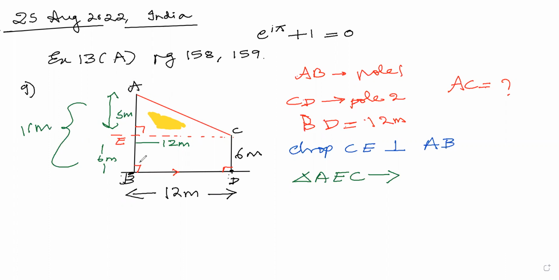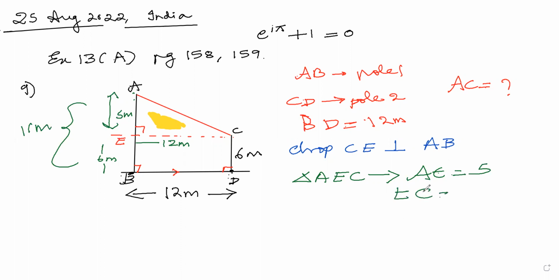AB is 11, isn't it? EB is 6. From 11, if you take away 6, you're left with AE. AE will be AB minus EB, which is 11 minus 6, which is 5. So in triangle AEC, the yellow triangle which I marked in yellow, you have AE equal to 5. That's one of the legs of the triangle.